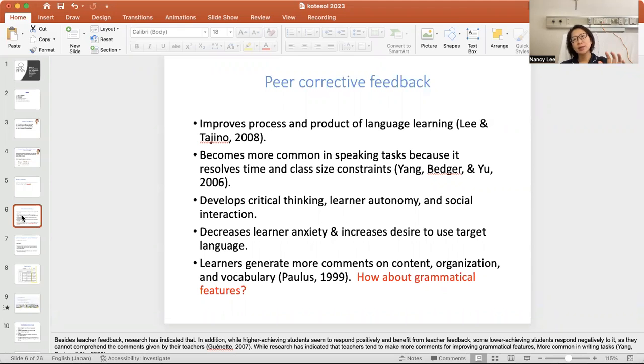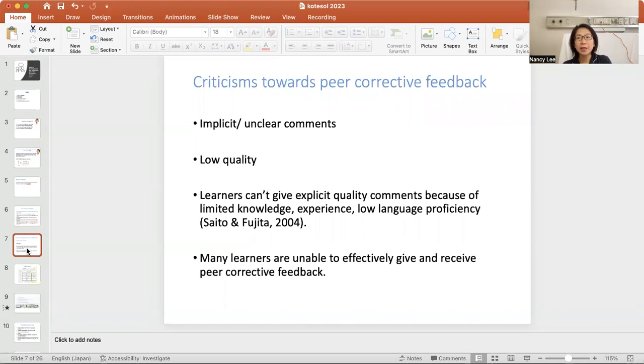However, while peer feedback can generate comments on content, organization, and vocabulary, previous studies have pointed out that when it comes to grammatical accuracy, learners, especially the lower proficiency learners, are unable to produce quality feedback on accuracy. Once again, these are some of the criticisms towards peer corrective feedback. It's usually more implicit. The comments can be unclear, and as a result, learners are unable to give and receive feedback effectively, just because they don't have as much knowledge or experience, and also in some cases, they just don't have the language proficiency.